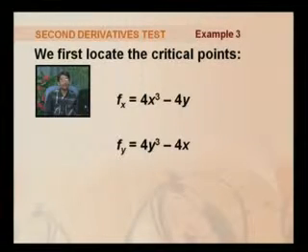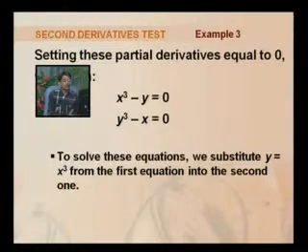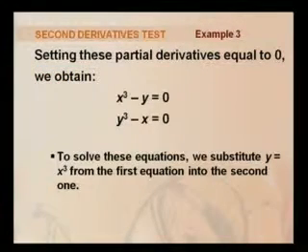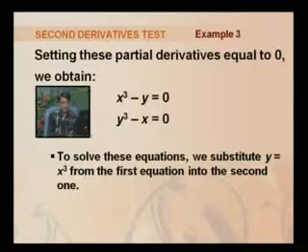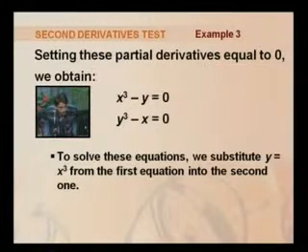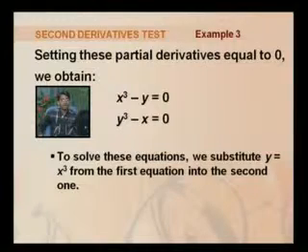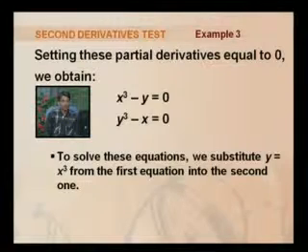If we take fx equal to 0, then 4x cube minus 4y is equal to 0, and if we take fy equal to 0, then 4y cube minus 4x is equal to 0. By calculating, we get x cube minus y is equal to 0 and y cube minus x is equal to 0. To find the critical points we need to solve these two equations, so we substitute y equal to x cube from the first equation into the second equation.